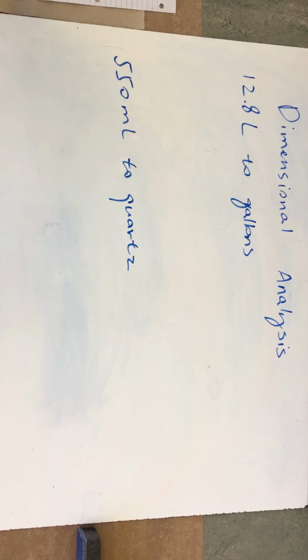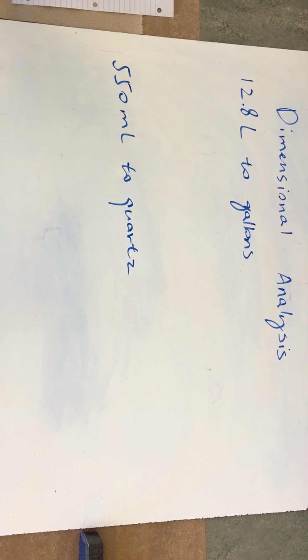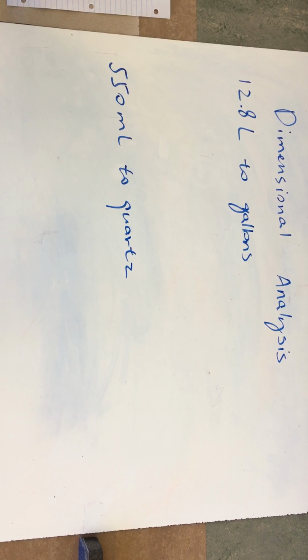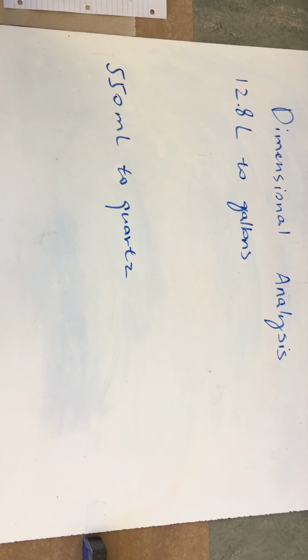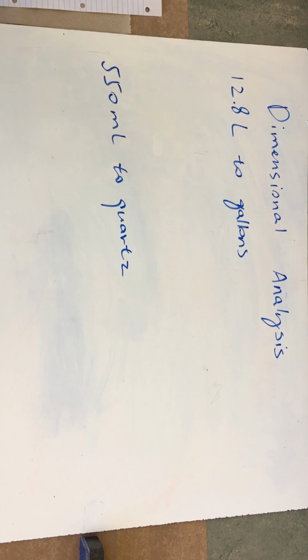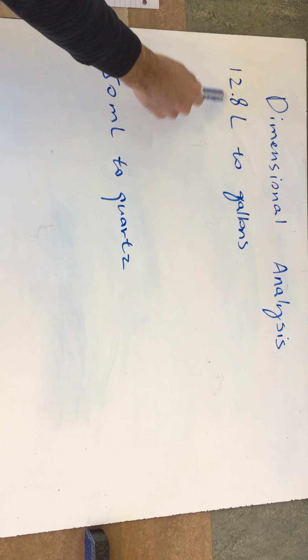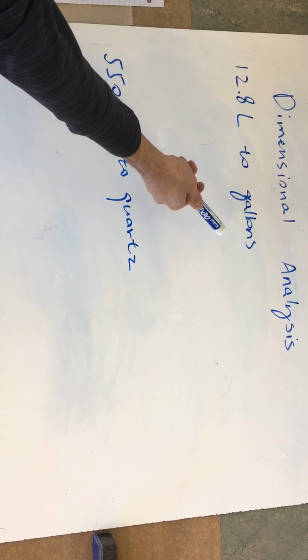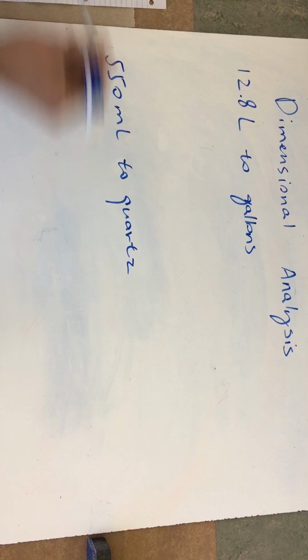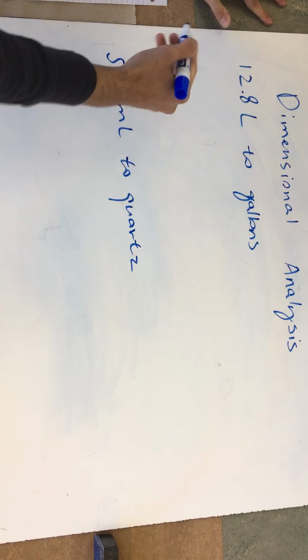Today, we're going to be learning how to do dimensional analysis, which is a very useful skill in later problems, as we will see. So let's first start out very simply. You have to convert 12.8 liters to gallons. To do this, we'll set up a table, like so.